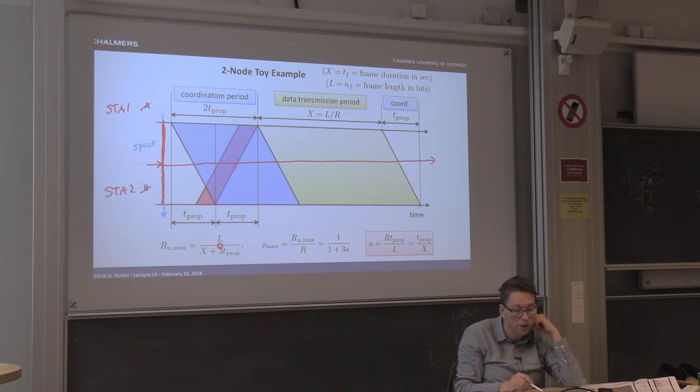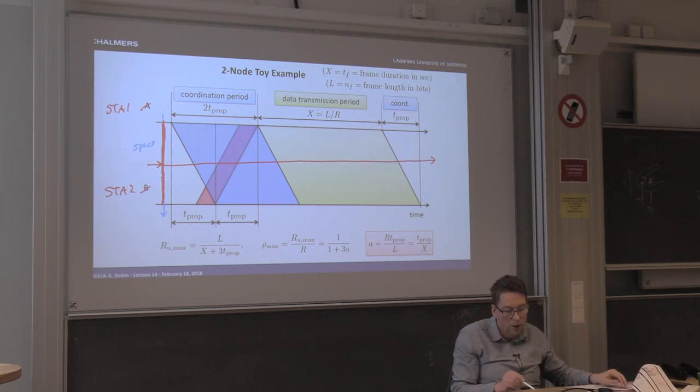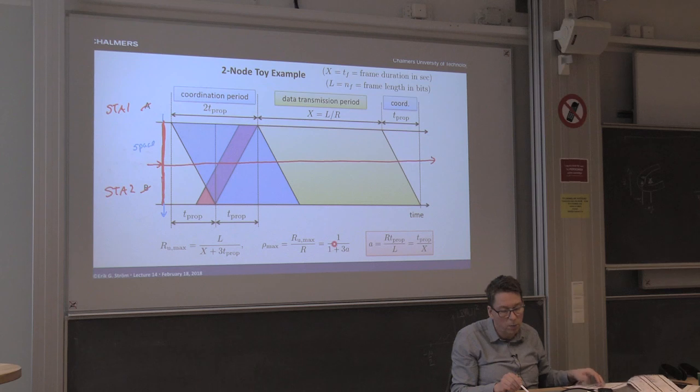How long does it take to transmit L bits? It takes X seconds, because that's what it takes to transmit the frame. But then we also have some overhead due to this coordination, which is 2 t-prop here and 1 t-prop here. So we have L divided by X plus 3 t-prop. If this coordination time would be 0, then we would have L over X, which is equal to R, the best we can hope for. So the efficiency, the maximum supportable load, is the maximum throughput divided by R, which is 1 over 1 plus 3A. It's easy to show this.